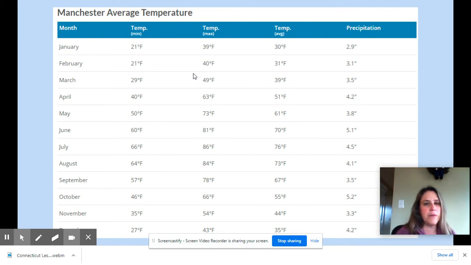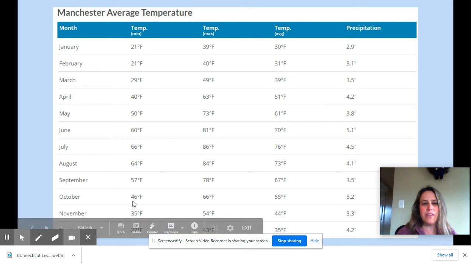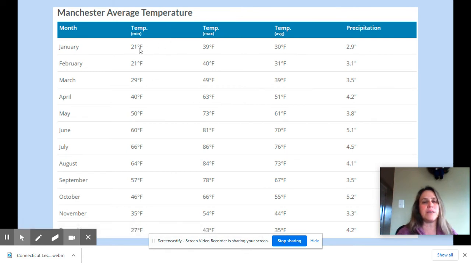If we look at February, average low is 21 degrees, average high is 40 degrees. March, it's getting a little warmer. The average low is 29 degrees Fahrenheit, 49 degrees. And it continues. If you notice our summer months, July, the lowest temperature is about 66 degrees, highest is 86. August, 64 degrees, highest is 84 degrees. And then it starts to go down towards your winter months again. Okay. And that was your minimum, maximum.